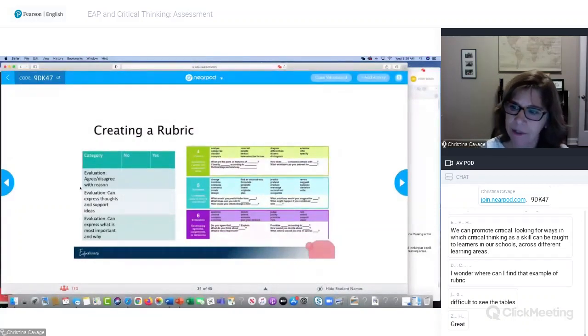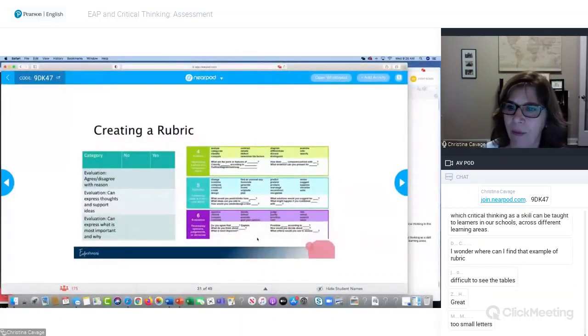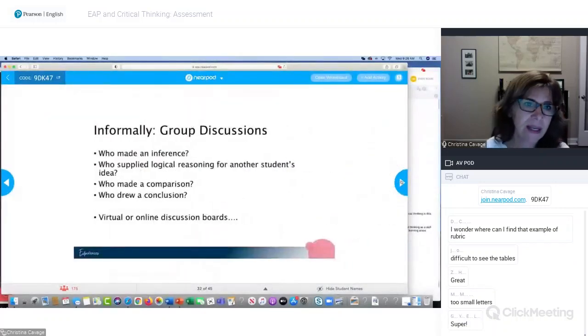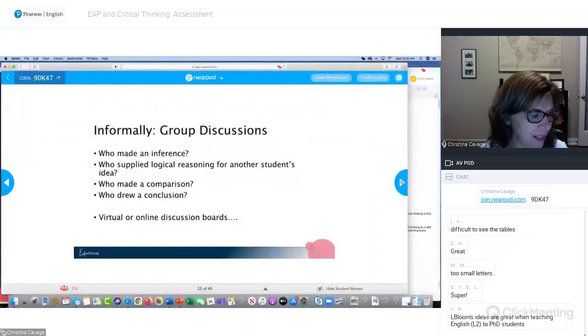So I can't say it enough. It's really important when we're designing these kinds of rubrics that we want to separate out our language and our critical thinking. Okay, we want to separate that out when we're measuring critical thinking. And informally, these can be done in a group. I could have a group discussion.